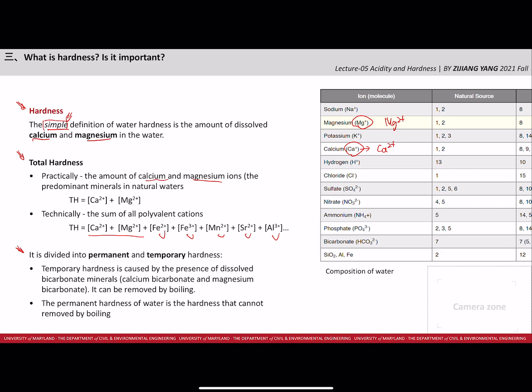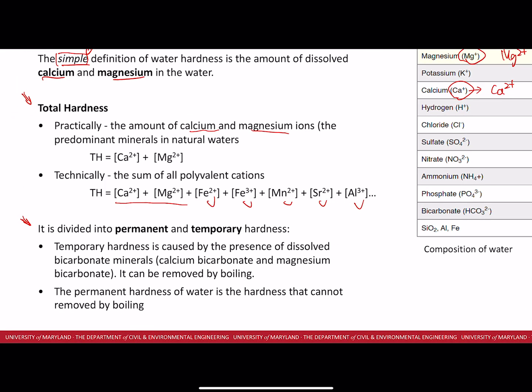So for the hardness, we can also divide it into 2 categories. The first one is permanent hardness and the temporal hardness. Temporal hardness is caused by the presence of dissolved bicarbonate minerals, for example, calcium bicarbonate and magnesium carbonate, and it can be removed by boiling.